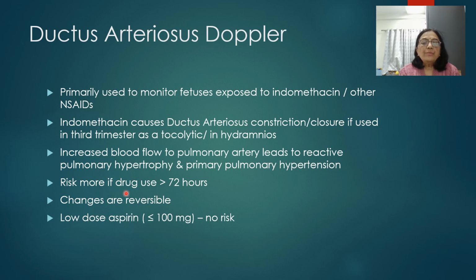This risk is more if the drug is used for more than 72 hours. The risk is about 12 times more if we use indomethacin or other NSAIDs for more than 72 hours. Fortunately, these changes are reversible. That means if the drug is stopped and you monitor the baby, we can see that this constriction or closure goes off and the blood flows normally through the ductus arteriosus.